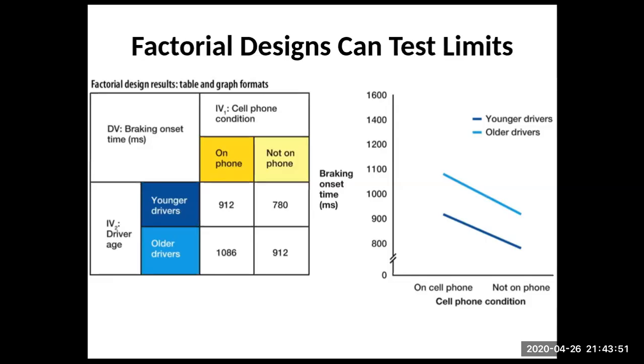So the blue line, dark blue line, they're both blue lines, sorry about that. The dark blue line is younger drivers. So here you see younger drivers on the cell phone is at about 912 milliseconds. Down below, younger drivers not on their cell phone is down at 780. For older drivers, it's higher. We have 1086 and we have 912. So it ends on the same place that the blue line begins.